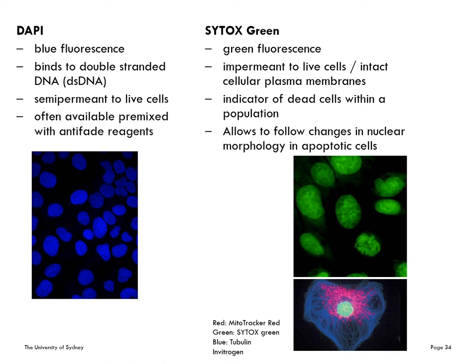DAPI and SYTOX Green are other nuclear stains that are usually used as counterstains. DAPI is semi-permeable to live cells and shows blue fluorescence. And SYTOX Green also stains fixed cells and shows green fluorescence. SYTOX Green is usually used as an alternative nuclear dye if you don't want blue fluorescence.